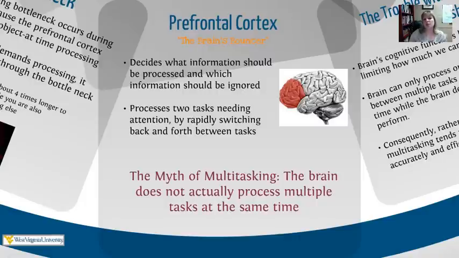The way that we talk about multitasking, what does that imply? We're doing two things at once, right? Well, the truth is the way that the prefrontal cortex decides what gets processed and what doesn't is by rapidly switching back and forth between tasks. So it's really monotasking at a very fast pace. It goes to this task, then to another task. It's not that those two things are going on simultaneously. And this is what's called the myth of multitasking. It doesn't actually process multiple tasks at the same time. There's always some sort of switching going back and forth in your prefrontal cortex.